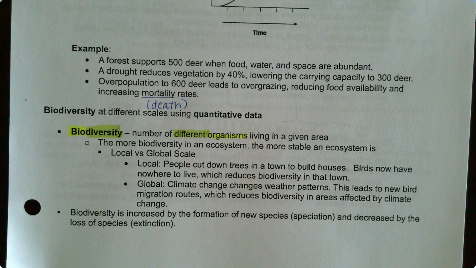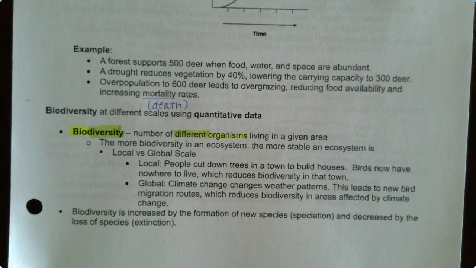Biodiversity is increased by the formation of new species. Evolution can cause speciation, which is when you get new species arising because of environmental pressures that select for the best traits. Remember, organisms don't get things because they need them. They get them because at some point there was a random mutation that was beneficial for those organisms, and they had a better chance of surviving and reproducing and therefore passing on that trait to the next generation.